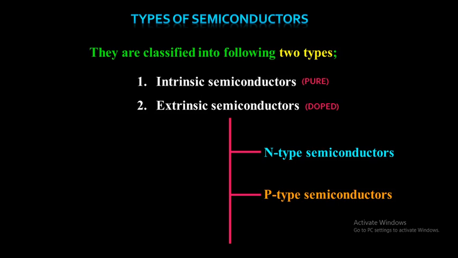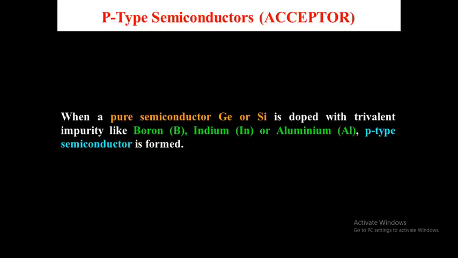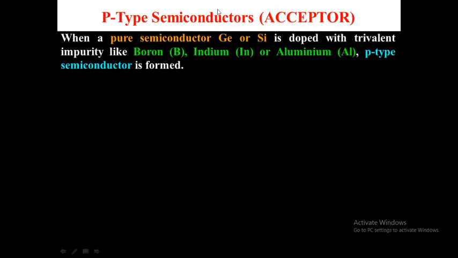Today we will see the details about P-type semiconductors. P-type semiconductors are also known as acceptor type of semiconductors. So how are P-type semiconductors formed? When a pure semiconducting crystal of germanium or silicon is doped with a trivalent impurity like boron, indium or aluminum, then P-type semiconductors are formed.